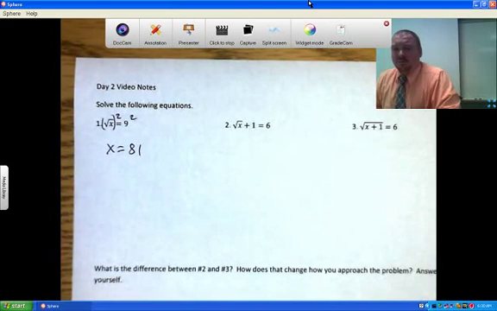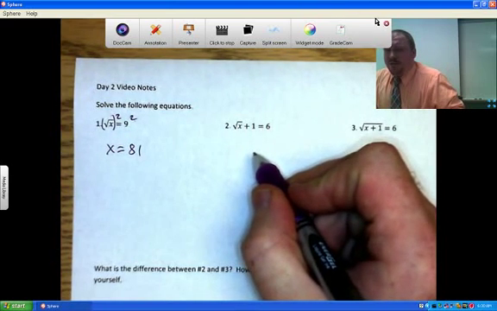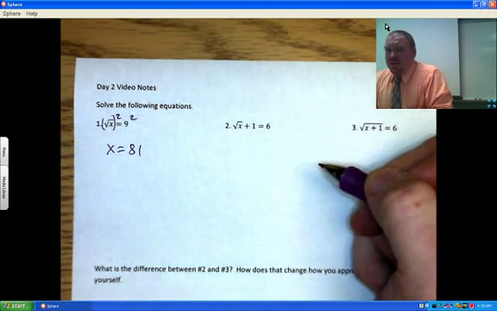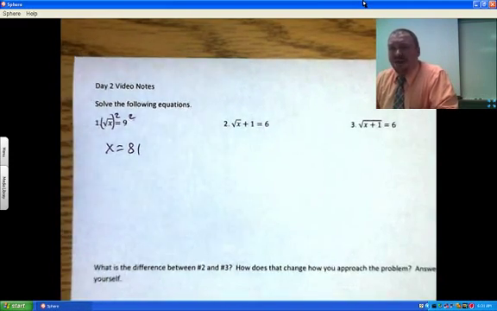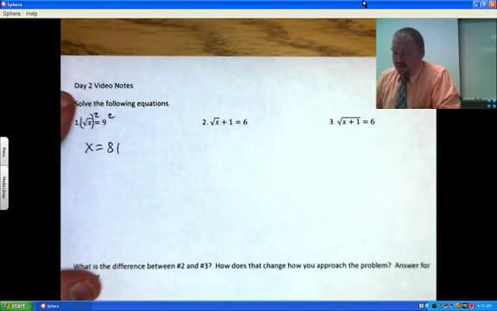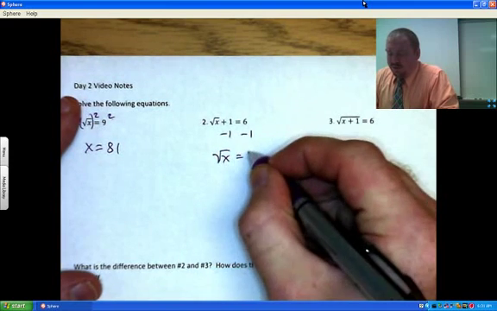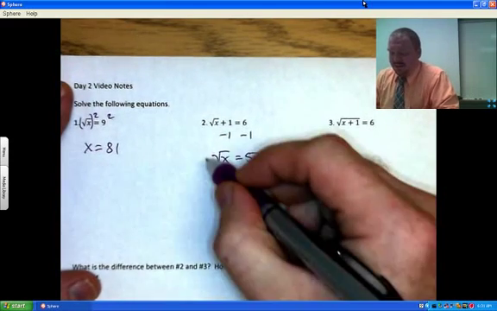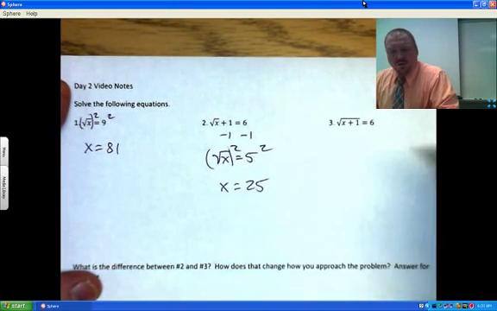Now, for the second equation, we have the square root of x plus 1 outside of the radical equals 6. It's pretty important to notice that it's outside the radical, because we have to get the radical by itself before we do anything. It's very similar to absolute value. It has to be by itself. So I'm going to subtract 1 from both sides. That leaves us the square root of x equals 5. And now it's time for me to square both sides because the square root is by itself. So squared, squared, and I get x equals 25. Not too bad, I hope.